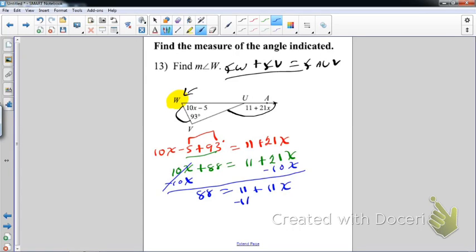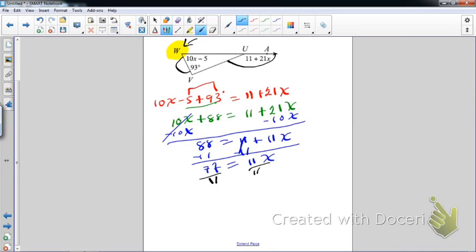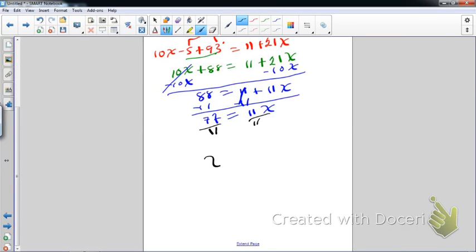I use the subtraction property of equality again, and I end up with 77. That is equal to 11x. This simplifies, remember, it simplifies to 0, so I don't have to worry about that. And now I get to use the division property of equality, so I divide both sides by 11. I'll make some room here, and I end up with x equal to 7. Perfect, I'm done.